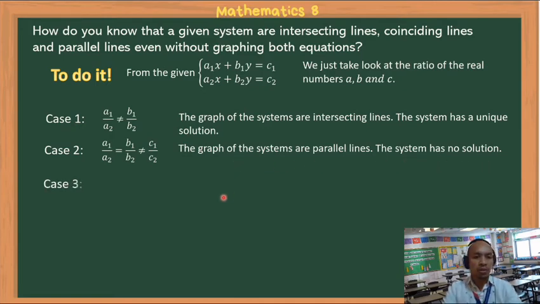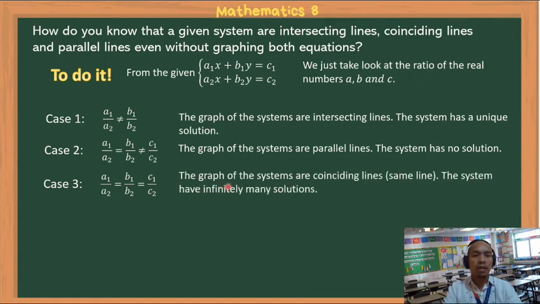Okay? So third case, if a sub 1 over a sub 2 is equal to b sub 1 over b sub 2, which is also equal to c sub 1 over c sub 2, then we can say that the graphs of the system are coinciding lines. So if that's the case, the system has infinitely many solutions.